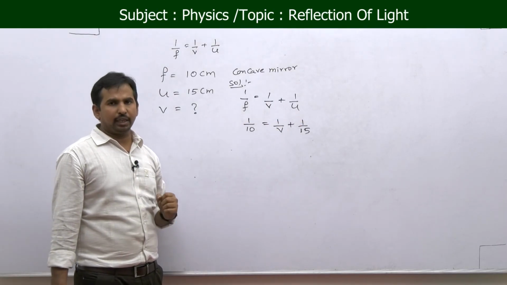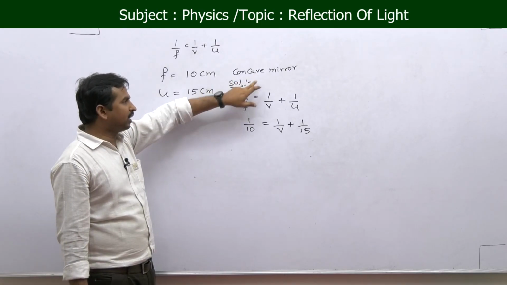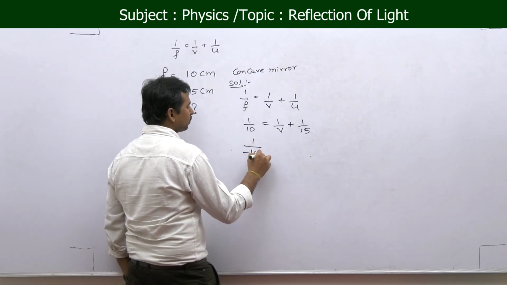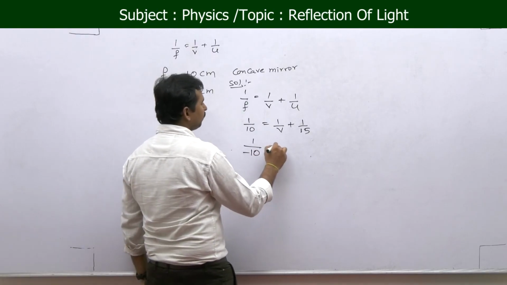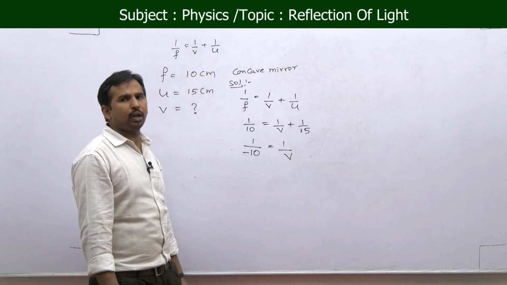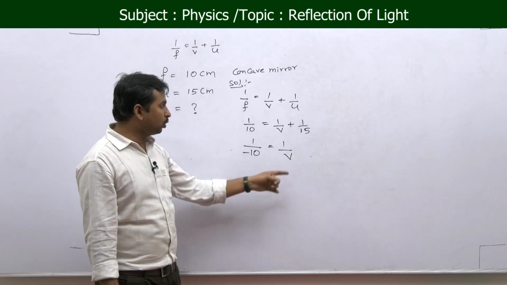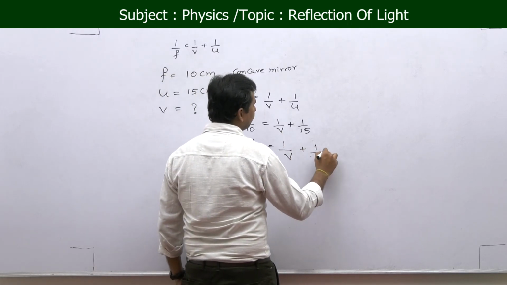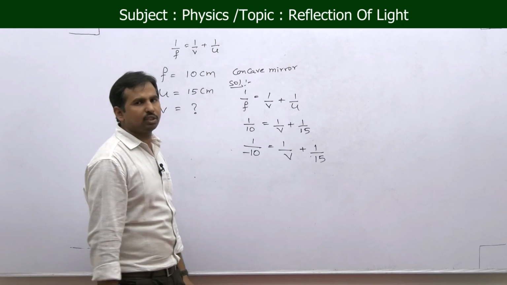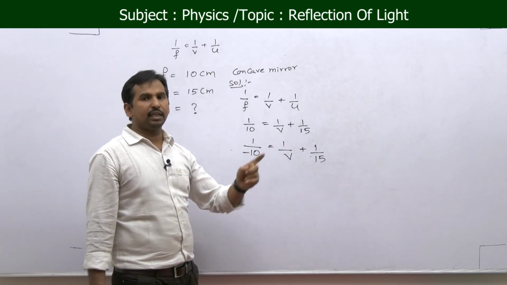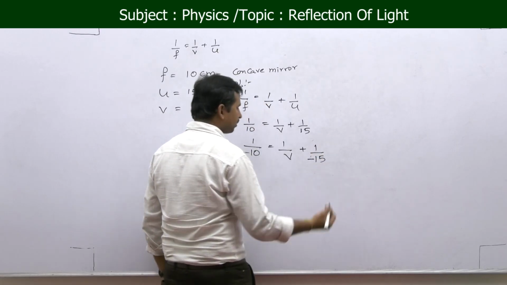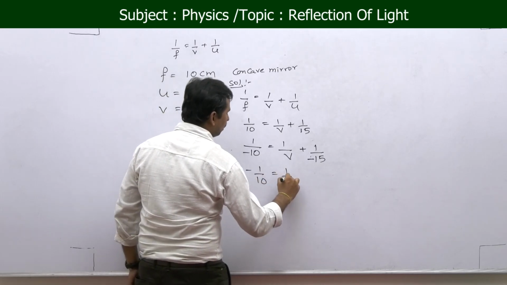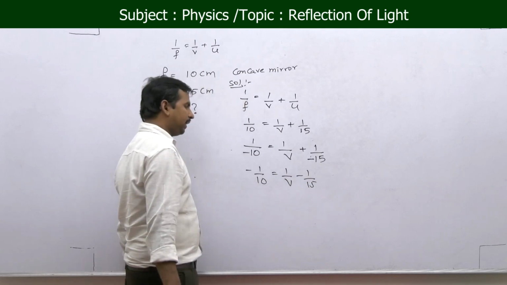Now if you apply the sign convention, we know that the focal length of a concave mirror is minus. So here we have to take minus 1 by 10 is equal to, for the image distance v, we don't know any value, so you need not apply sign convention for v. Then go to the object distance. As we know the object distance, if you apply the sign convention for a concave mirror, it is negative, which is minus. Then finally you'll get minus 1 by 10 is equal to 1 by v minus 1 by 15.